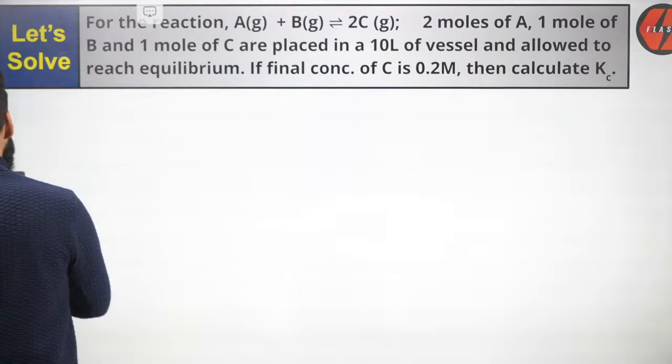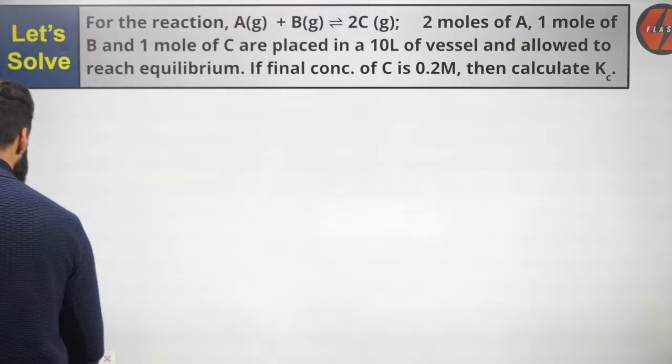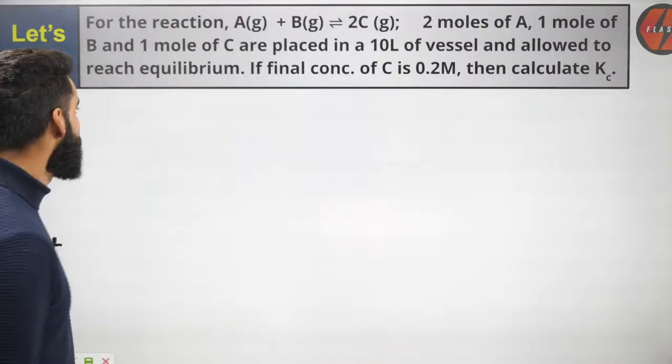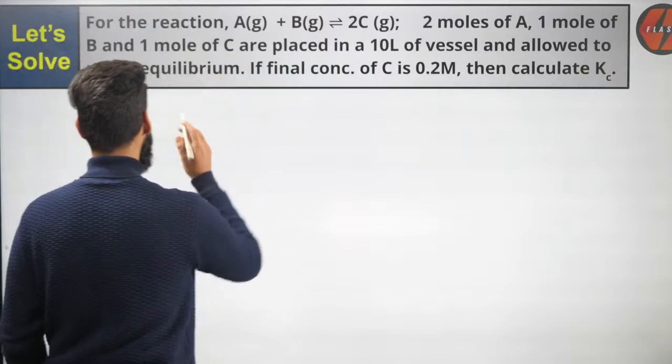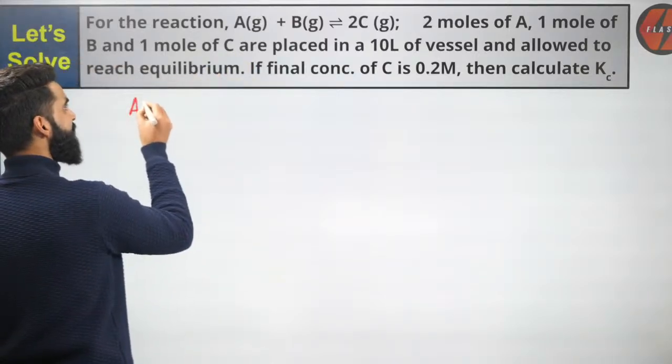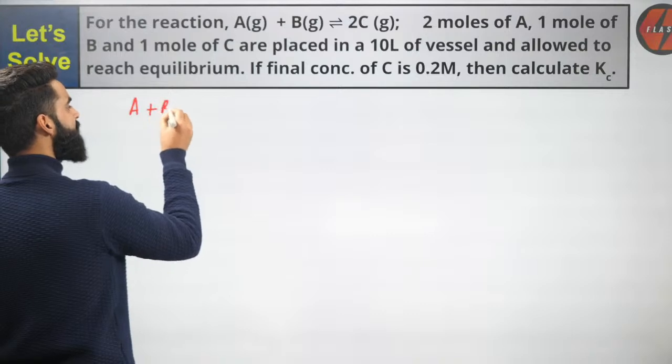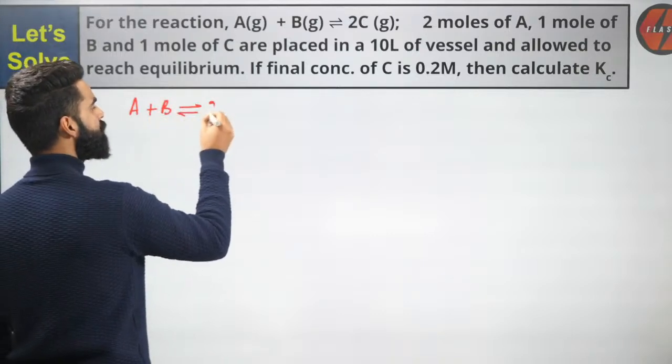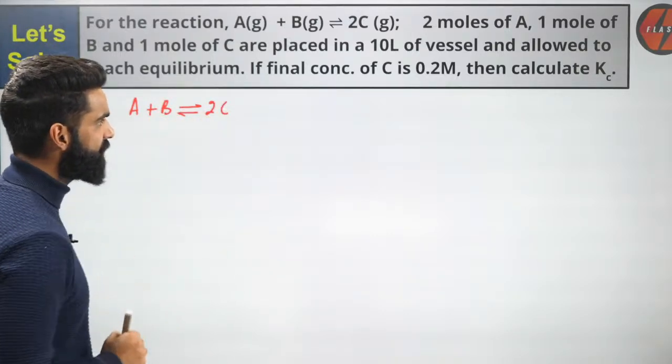Let's move on to the first question which we have on your screen. You can have a look and let's try to solve this question, guys. It's a very simple question provided you got the concept. For example, I'm given the reaction A gas plus B gas in equilibrium with 2 times C gas. This is the reaction which I have.